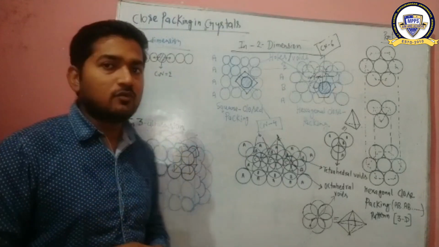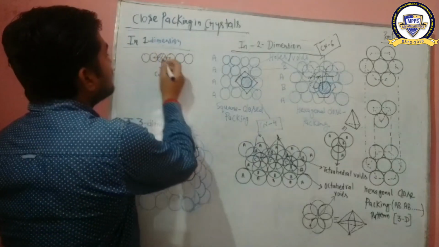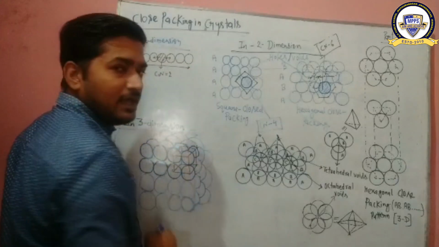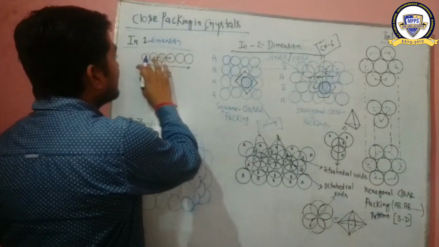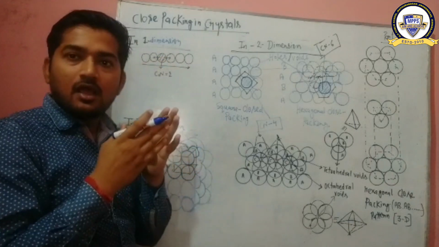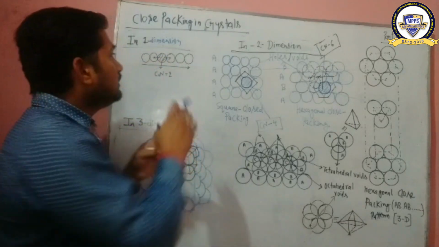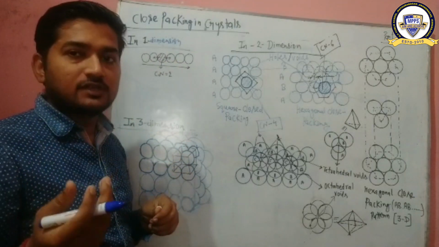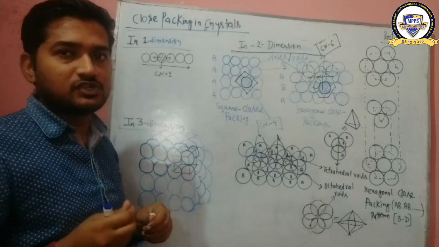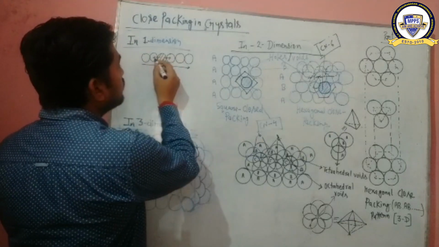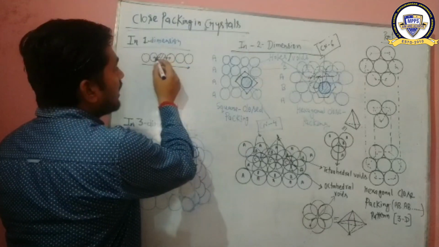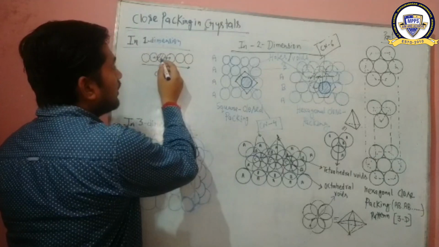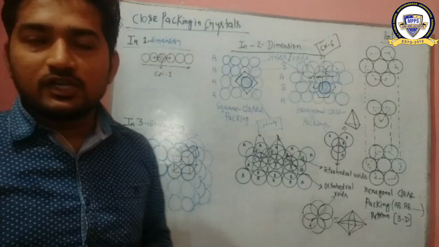So in 1 dimension, what will happen? The particles are arranged in a linear way, and each particle touches the other particles. If we consider that the particles are spherical in shape, then these spherical shapes show each particle. These particles touch each other, and that's why they show a definite coordination number.